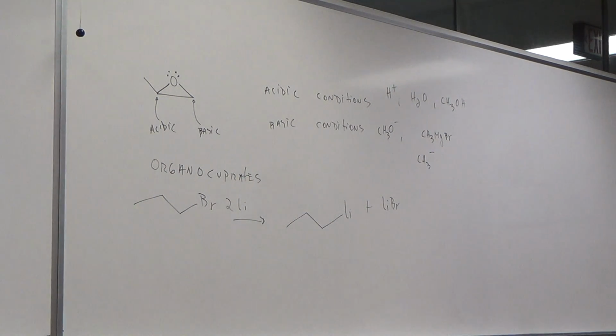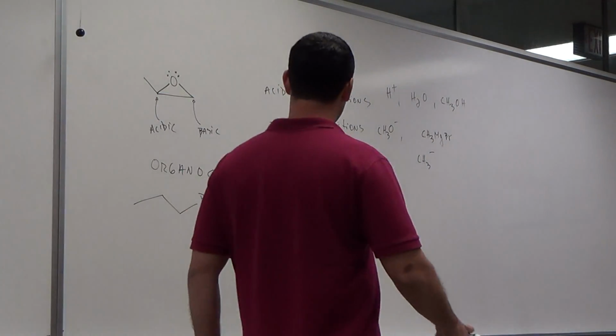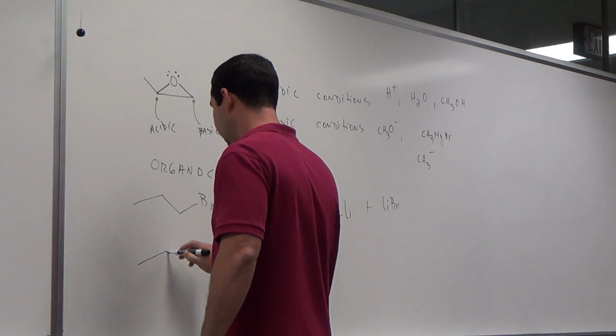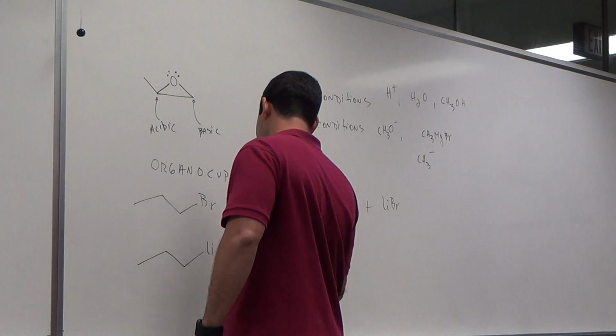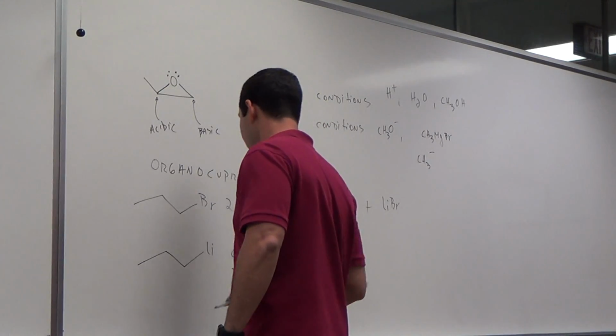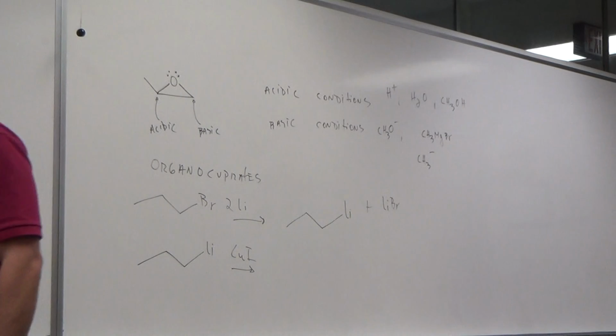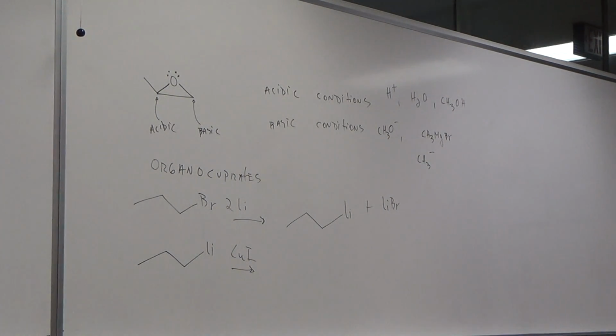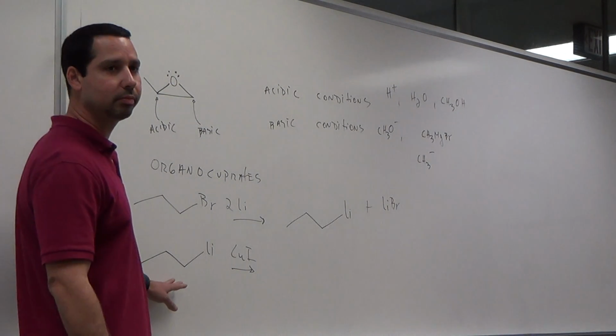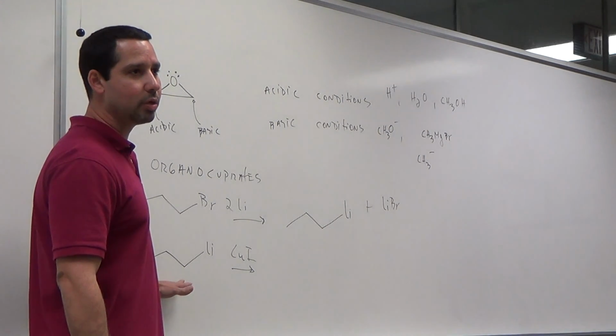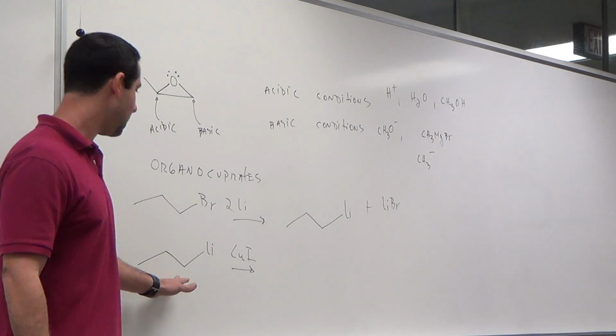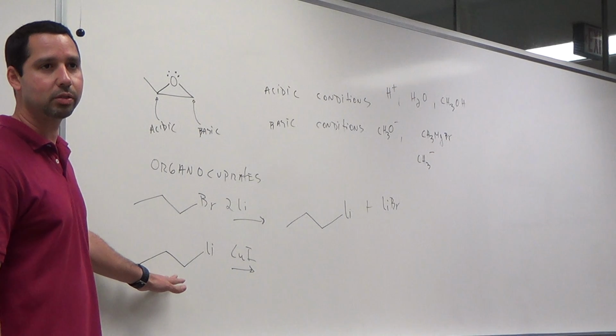Now if you add copper iodide to that, you add copper iodide to this, you will form this organocuprate. And now, this lithium would, what does it look like? What type of, is it a nucleophile, electrophile? Nucleophile.